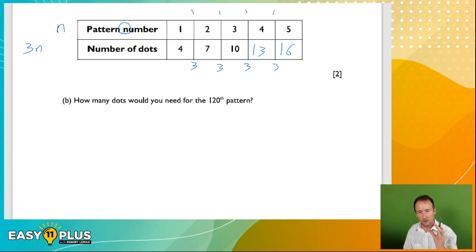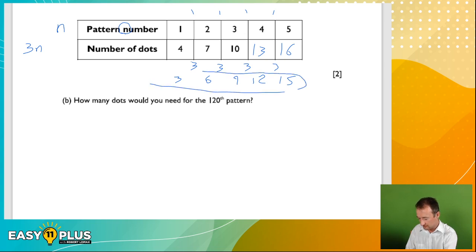Now, what happens if we take this 3n thing seriously? So if n is 1, what's 3n going to be? Well, obviously it's going to be 3. 3 times 1 is 3. 3 times 2 is 6. 3 times 3 is 9. 3 times 4 is 12. And 3 times 5 is 15. Can you see the pattern yet? All of these are 1 less than the number of dots. So the number of dots isn't 3n, which is these numbers here. The number of dots is actually 3n and 1 more.